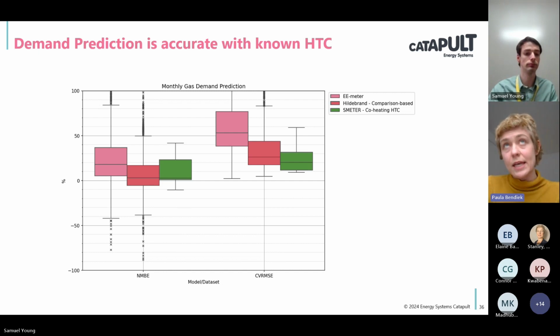But again, this is only tested on 15 houses, so we need to keep that in mind. And there's still a very slight overestimation as the NMBE is just slightly above 0.